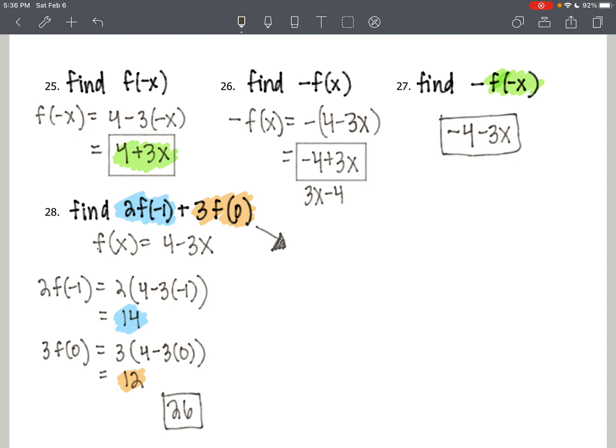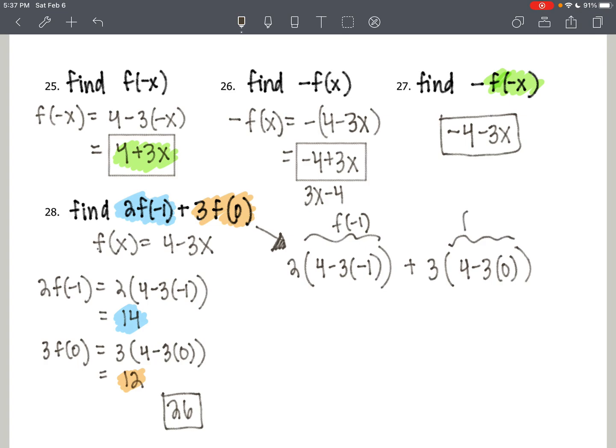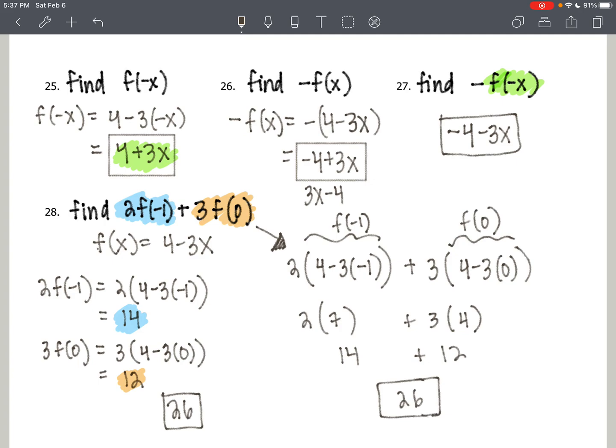Now, you could say, well, you know what? I don't want to do it in pieces. I just want to figure out what it is going from left to right. So 2, this right here is f of negative 1 plus 3, and then f of 0 is 4 minus 3 times 0. So this right here is f of 0. So there's your 2 times f of negative 1 plus 3 times f of 0. 2 times 7 plus 3 times 4 is still 14 plus 12, which is 26. So if you did it that way, that's completely valid as well.